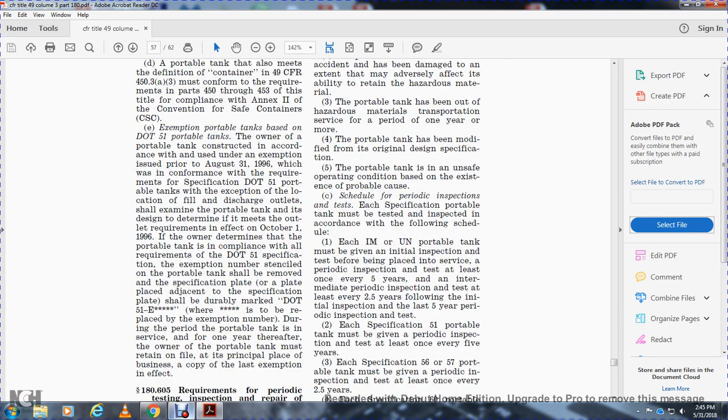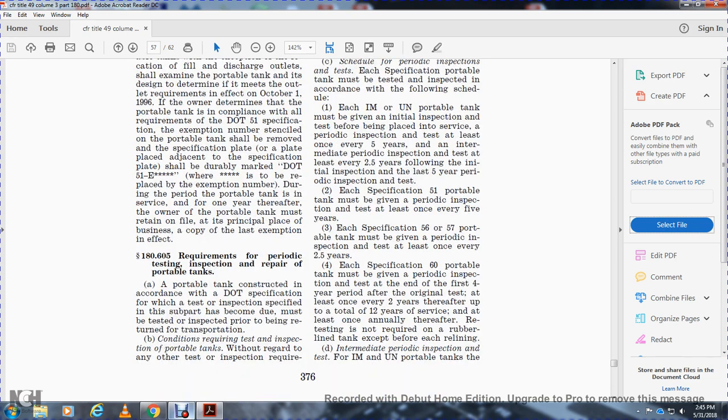Each specification 51 portable tank must be given the periodic inspection and test at least once every 5 years. Each specification 56 and 57 portable tank must be given the periodic inspection and test at least every 2.5 years. Each specification 60 portable tank must be given the periodic inspection and test at the first 4-year period from the original test and at least every 2 years thereafter, then after 12 years of service at least once annually thereafter. Retesting is not required for a rubber-lined tank except before each relining.